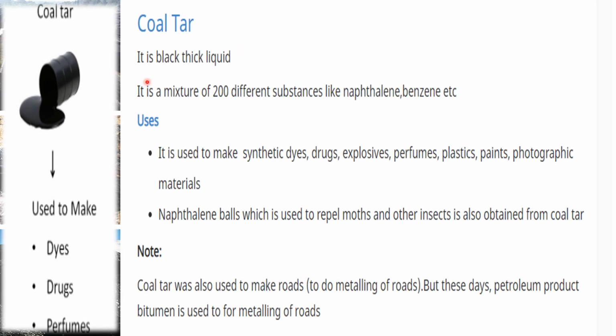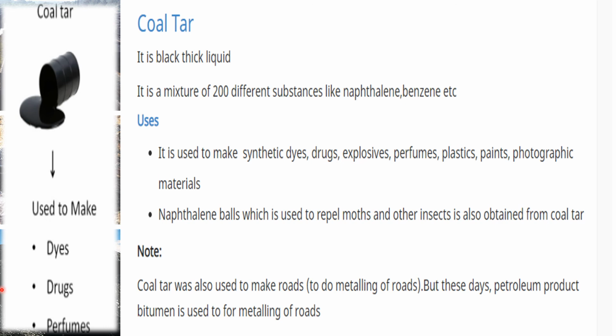The next product we are going to discuss is coal tar, and it is a black thick liquid. Coal tar is generally a black thick liquid having an unpleasant smell, which is obtained by heating coal in the absence of air. Coal tar is not a single compound. It is a mixture of about 200 carbon compounds, and the useful carbon compounds present in coal tar include benzene, toluene, naphthalene, anthracene, phenol and aniline.